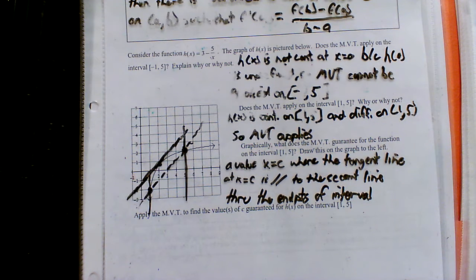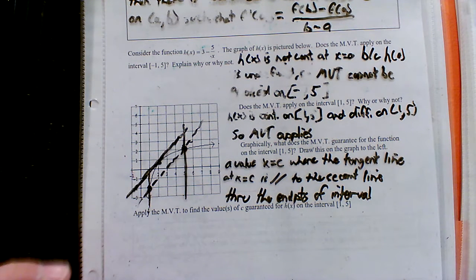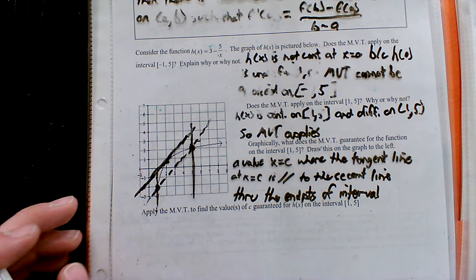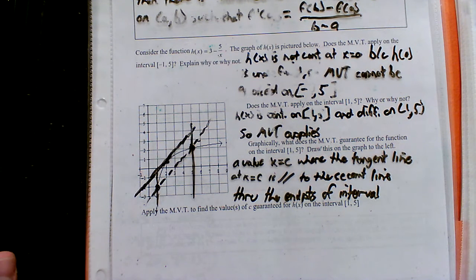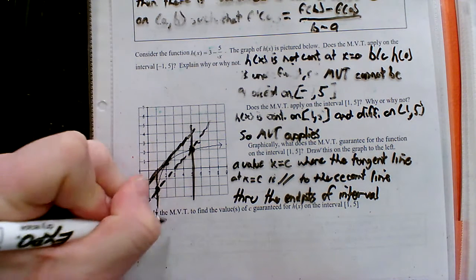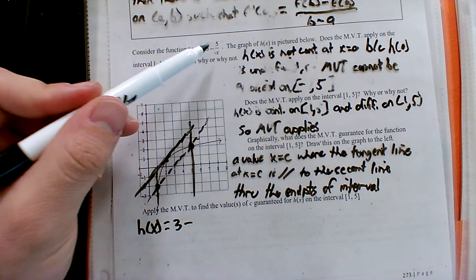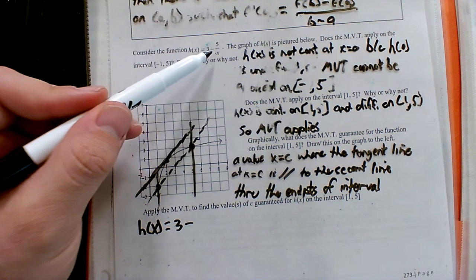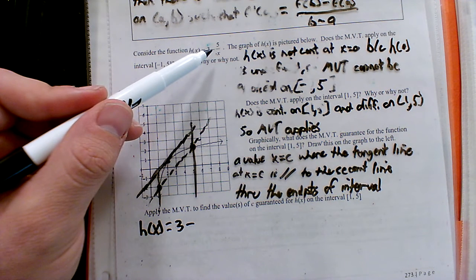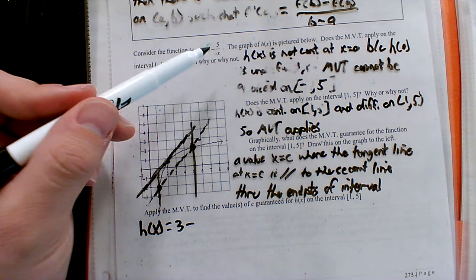Okay, so let's actually try to find what this c value is then. Apply the mean value theorem to find the value or values of c guaranteed for h of x on the closed interval from 1 to 5. So we have the original function h of x equals 3 minus 5 over x. Might not look as nice, but what's another way I could write that? Think about the exponent it has, because it's going to make it easier to take the derivative of it.